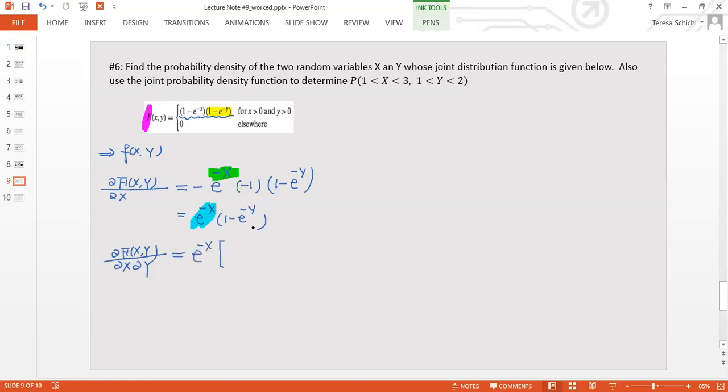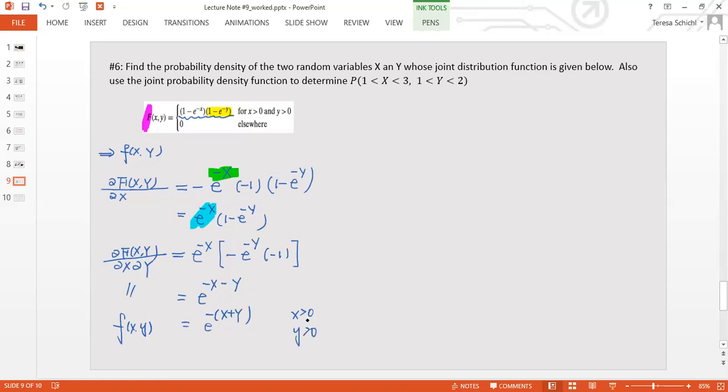Now I take the derivative here. The 1 is 0, so this is e to the negative y. Then the chain rule gives negative 1, correct? So negative times negative is positive. So it's e to the negative x, negative y, which is e to the negative (x plus y). So this is the PDF f of x, y. Of course, x and y have the same domains here.